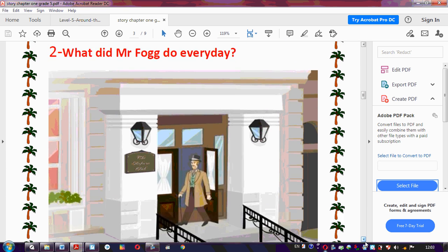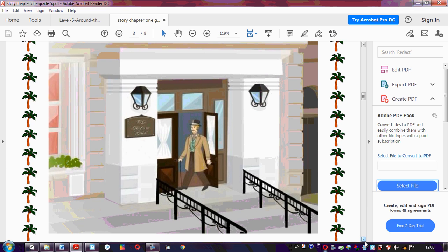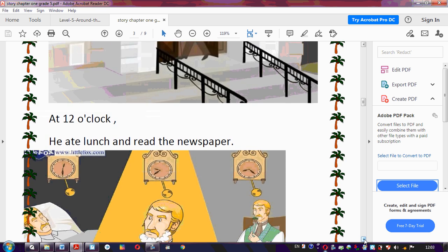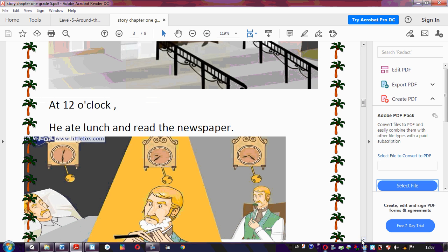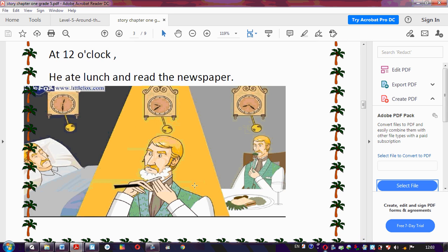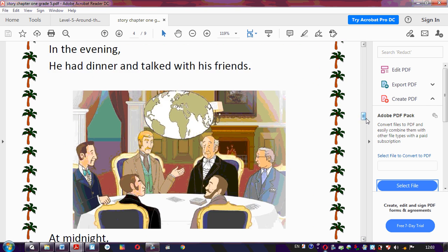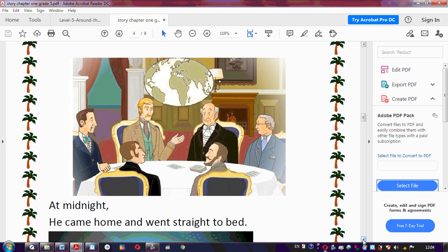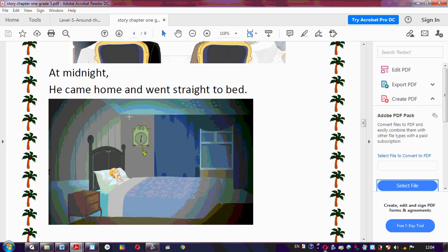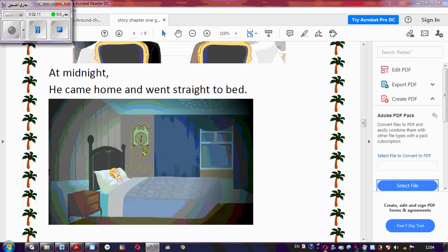What did Mr. Fogg do every day? This question is very important. Look here, he entered a club. So what did he do every day? At 12 o'clock, he ate lunch and read the newspaper. In the evening, he had dinner and talked with his friends at the club. At midnight, he came home and went straight to bed.